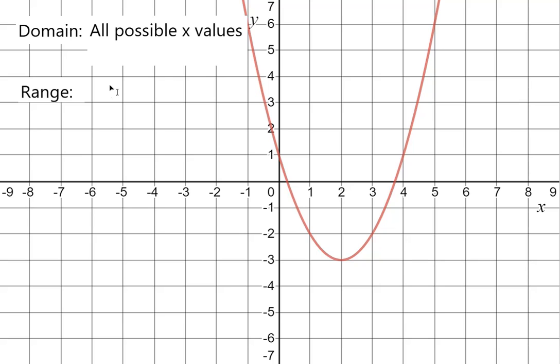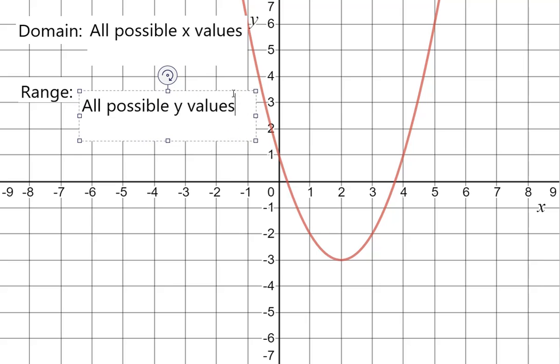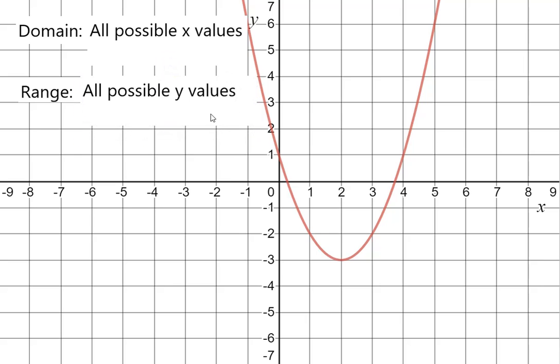And the range would be all possible y values. A better way to put this would be all possible outputs that correspond to an x value, but let's just leave it as all possible y values for now. All right, so the domain of a function is all possible x values, so this parabola looks like I can have any x value in it, so this is going to be all numbers.